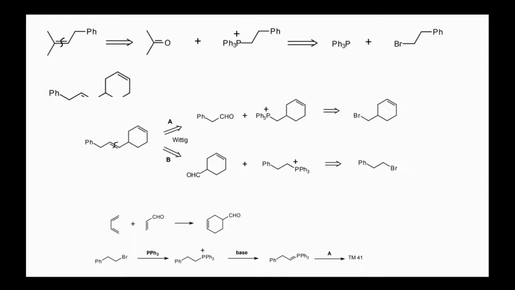For the preparation of these functional groups, where you have two alkenes, one is cyclic and one is acyclic, you can use this strategy to prepare this functionality. So this is a target molecule.